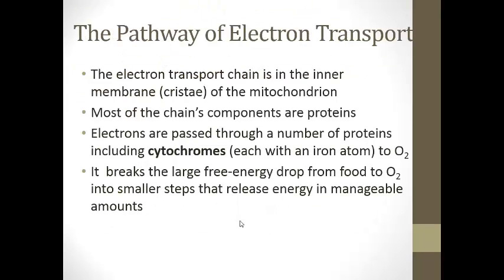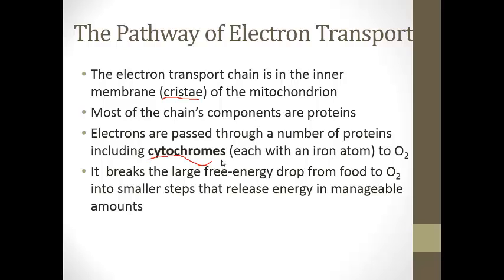The electron transport chain is located in the inner membrane of the mitochondria. The inner membrane has many bumps and grooves that increase the surface area, allowing the mitochondria to have more electron transport chains, and each of these bumps and grooves is referred to as the cristae. The electron transport chain is physically made up of a group of proteins. These proteins are called cytochromes.